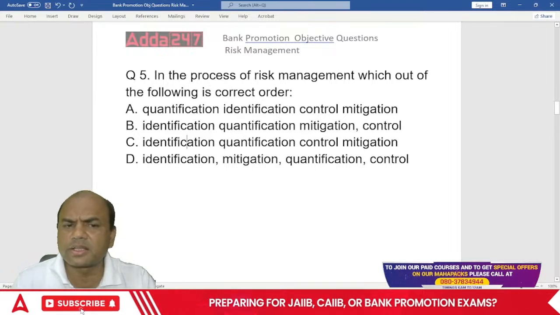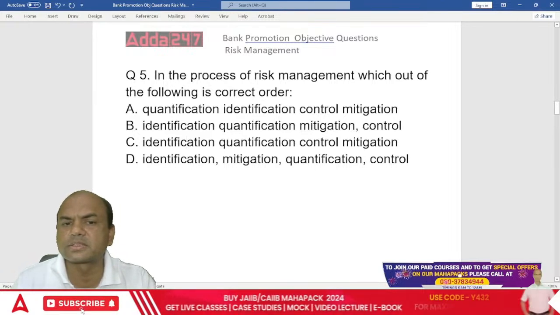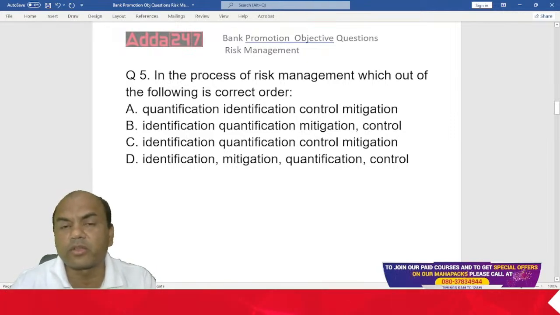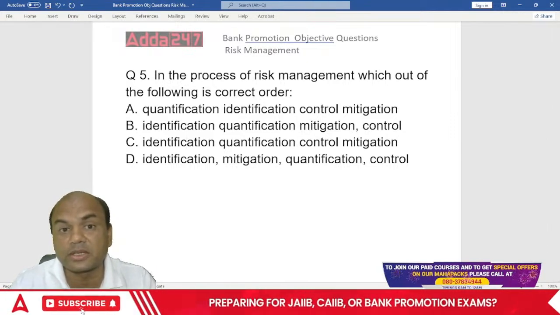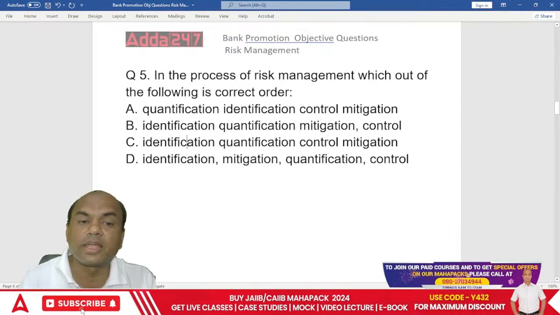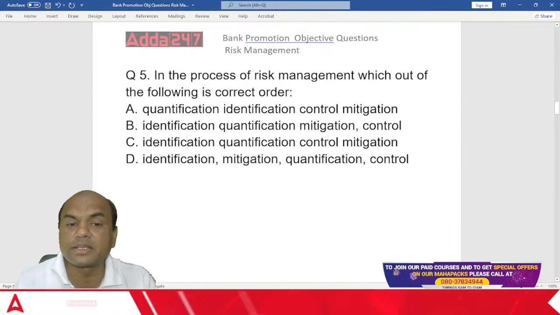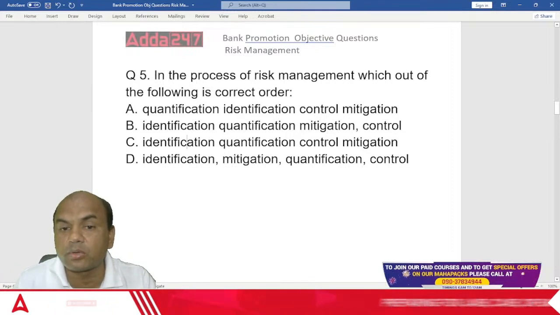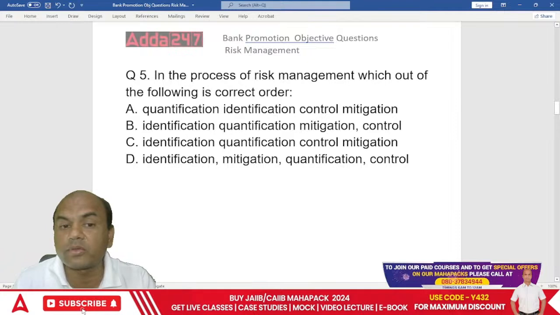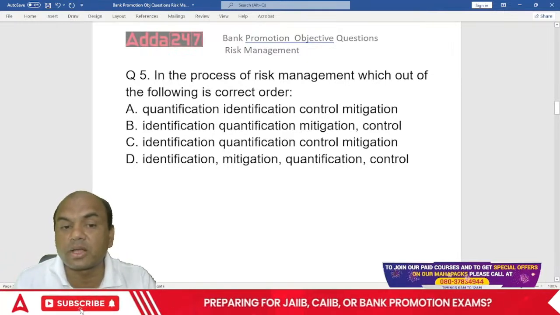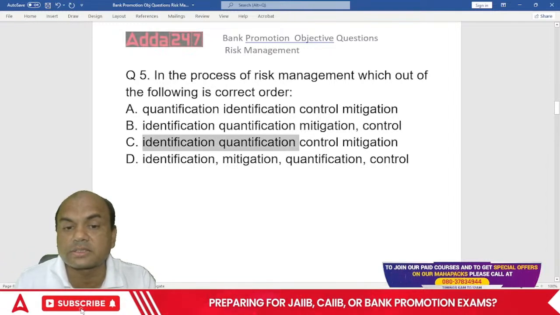Very logical. Look at this. First, what will you do about the risk? Any risk when it comes, first, what will you do? Will you quantify? Quantify means calculate how much is the risk, how much is the effect on me, or will you identify the risk first? First is identification. So A is out. Now think of B, C, and D. Once you identified that risk, then what are the next steps? Will you control, or will you mitigate it, or will you quantify it? So step number 2 will be quantification. You will quantify it. Means you will see what is the risk level.